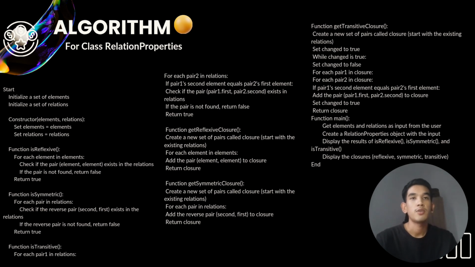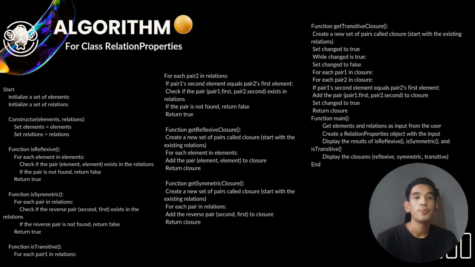First, initialize a set of elements and initialize a set of relation. Then, set elements equal to the elements we entered, and set relation equal to the relation we entered. Next, check if the pair element exists in the relation. If the pair is not found, return false. If yes, return true. Then check if the reverse pair, second and first, exists in the relation. If the reverse pair is not found, return false.